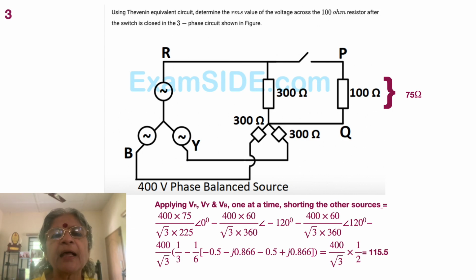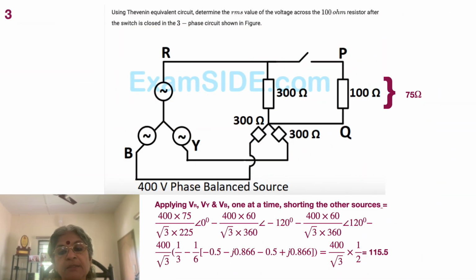Okay, determine the RMS value of the voltage across the 100 ohm resistor after the switch is closed in the three phase circuit shown. Before the switch was closed it was all balanced because all the impedances were 300 ohms. Now we have connected a 100 ohm resistor. They all seem to be resistors, so a 100 ohm resistor has been connected across 300 ohm.